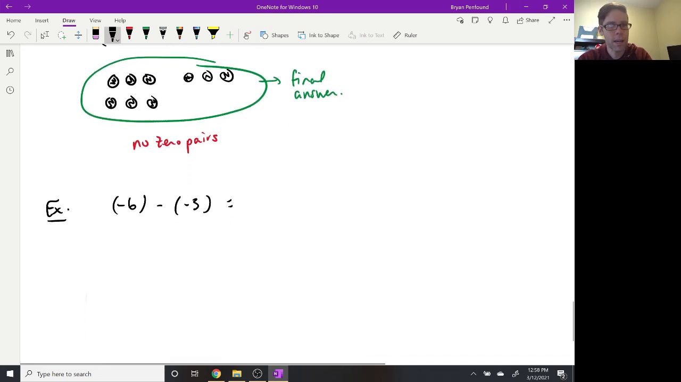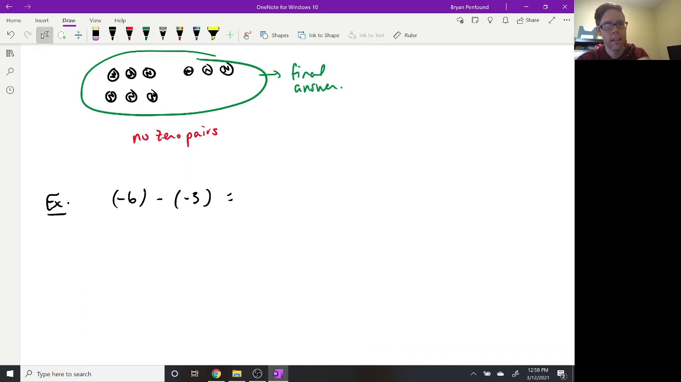All right, let's take a look at a couple subtraction examples as well. And again, if we can, we'll develop a general strategy to think about subtraction. So the most important thing here is to model the minuend first. So our minuend here is -6. We're going to go ahead and model that minuend of -6.